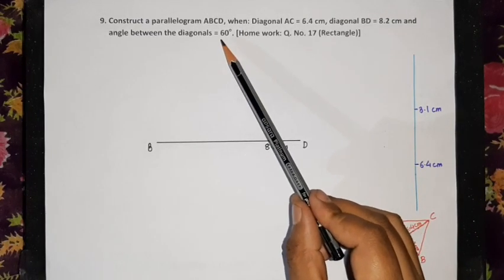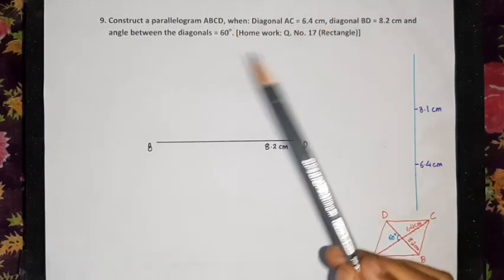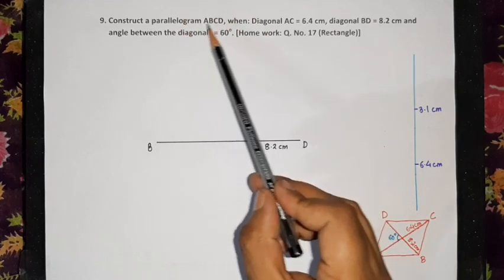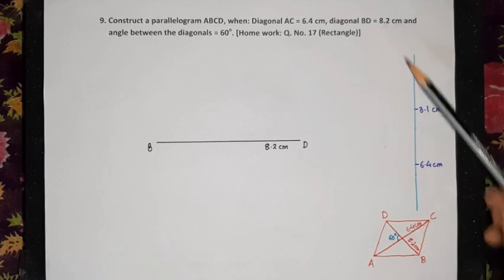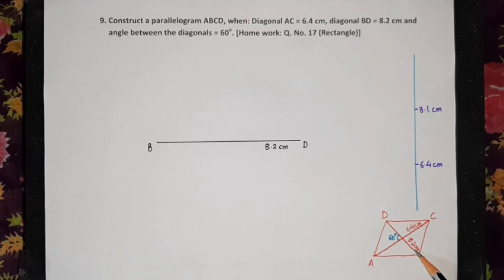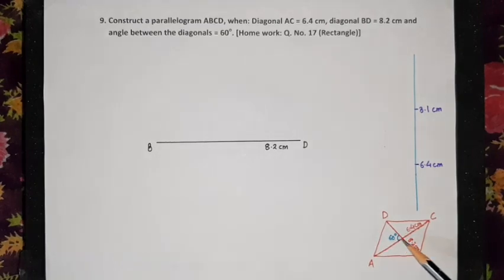Now let us see the rough diagram or rough sketch of this particular parallelogram. So this is my parallelogram ABCD. It is given that the diagonal AC is 6.4 and the diagonal BD is 8.2. Another thing that is given here is the angle between the diagonals. That means this angle is going to be 60 degrees.